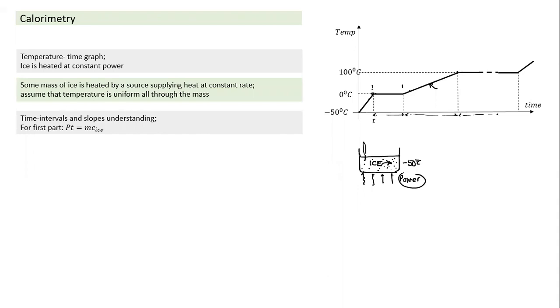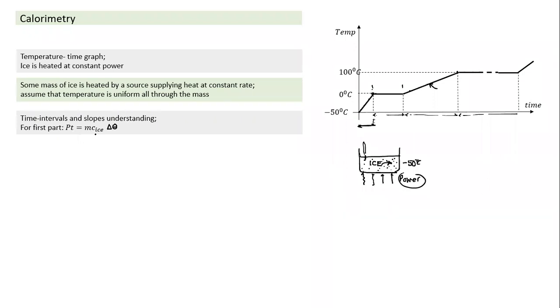We can express all this time in terms of multiples of t. T being the time taken for the temperature to rise from -50 to 0. So we have to understand the first part. Let's understand what PT means. If the power supply is P, the heat supplied in time T is equal to PT, and PT will be equal to MC delta theta.